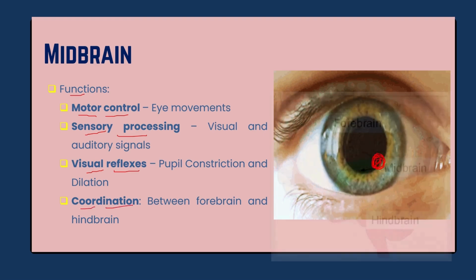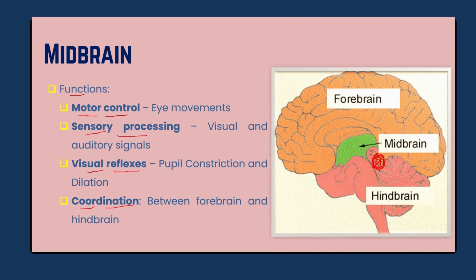We have already talked about it. What is it? The midbrain coordinates between the forebrain and hindbrain. You can see it here. Because the midbrain lies between the forebrain and the hindbrain, it acts as a connection or a gate between them. In this way, it is able to coordinate between the functions of the forebrain and the hindbrain.